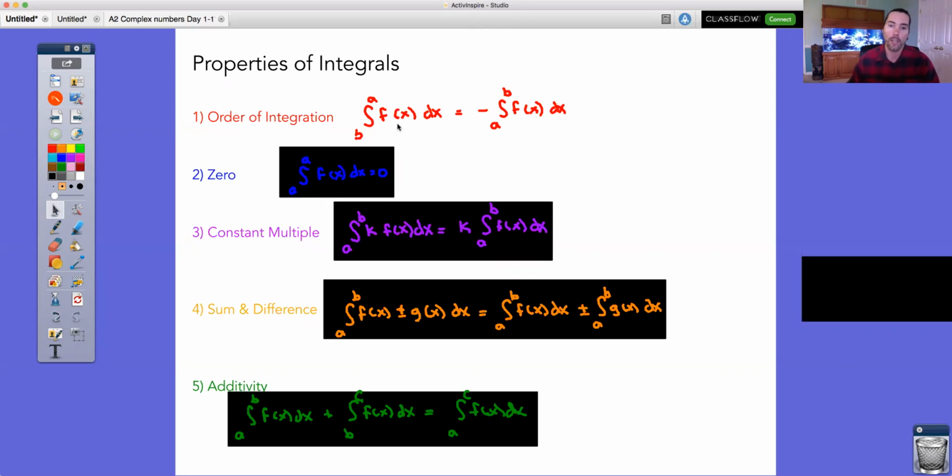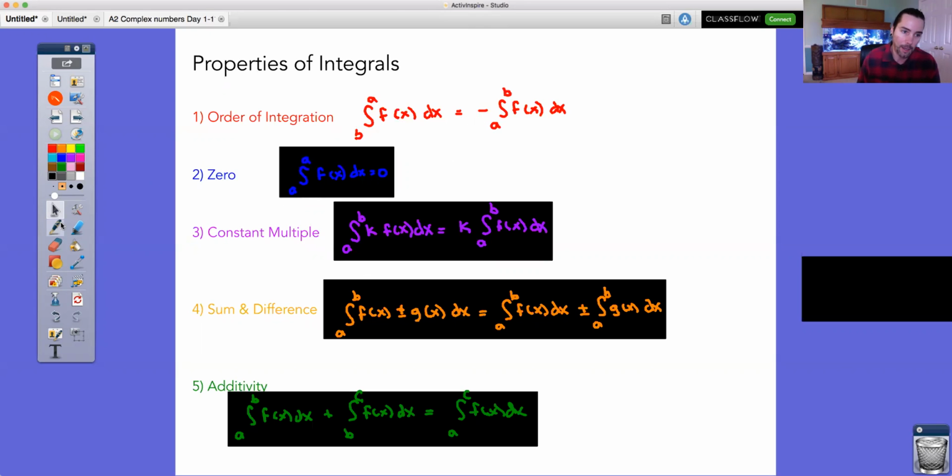The order of integration. These look exactly the same, except I did one little thing. I switched where A and B were. I switched the order of integration. The lower limit and the upper limit switched. If I do that, you have to change your answer to negative.